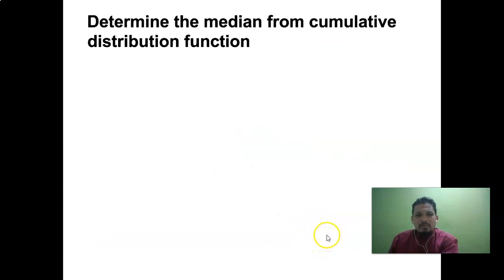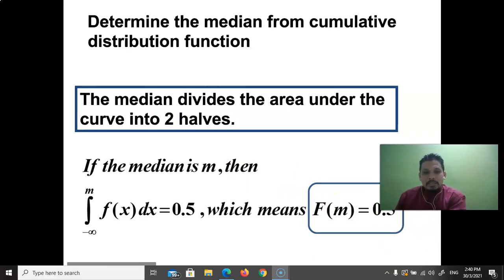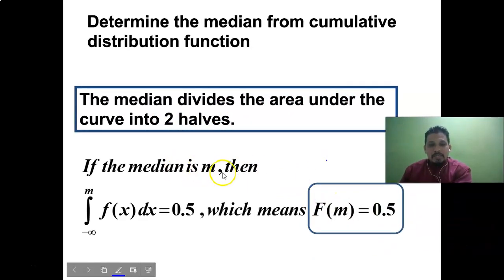Determine the median from the cumulative distribution function. The median divides the area under the curve into two halves. So if the median is m, then the integral from negative infinity to m of f(x) dx equal to 0.5, which means that the cumulative function until x equal to m here equals 0.5.